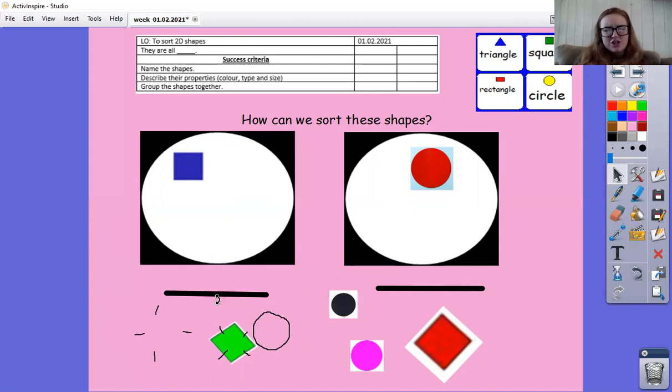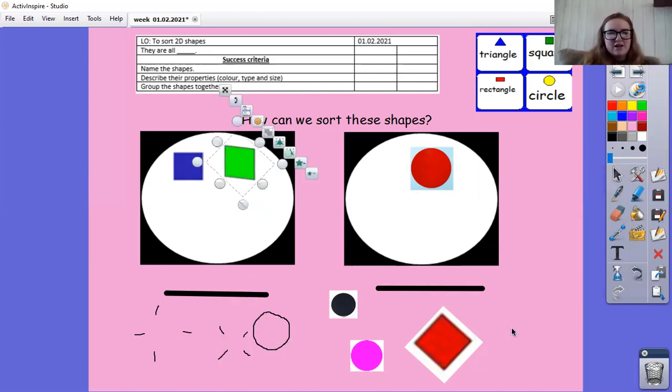So let's rotate this shape. This shape is a square. So my shape is just a square that has been rotated. So I'm going to put this shape with my other square in here. Fantastic. Okay, let's look at this shape here. This shape has one curved side all the way round. This shape is a circle. So I'm going to put my circle with my other circle in here.